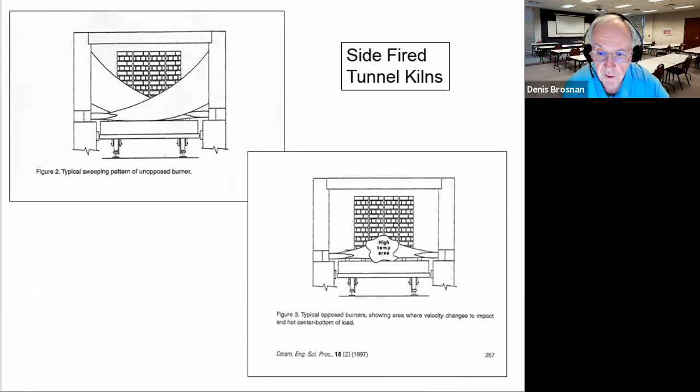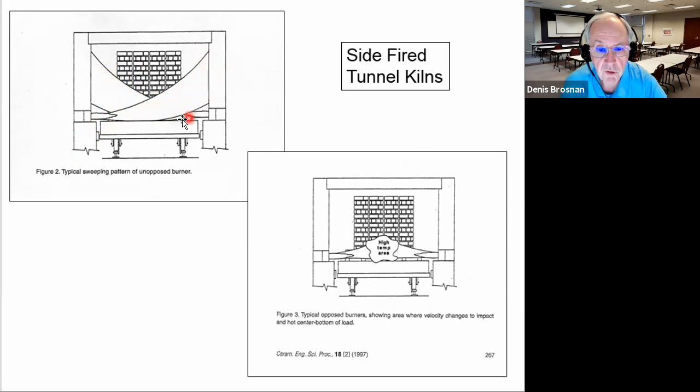Now we have side-fired versus top-fired. Side-fired kilns fire typically low in the side of a kiln. This is a cross-section of a tunnel kiln, so the product is moving towards you or away from you in this particular diagram. And these are burners that are offset.